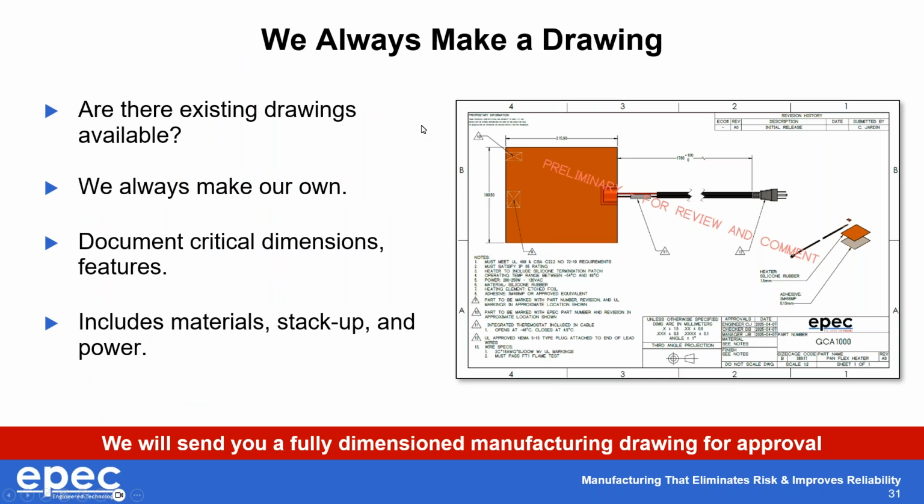For every project, we always make a drawing. That's inherent in our process. Whenever we move from a low rate initial production build to full rate production, upon receipt of a purchase order from our customers, we create a dedicated manufacturing drawing that's fully detailed with overall length tolerances, with a material stack up, a bill of materials, and a complete Ohm's law analysis to make sure that the heater you're trying to energize is not going to burn itself up.